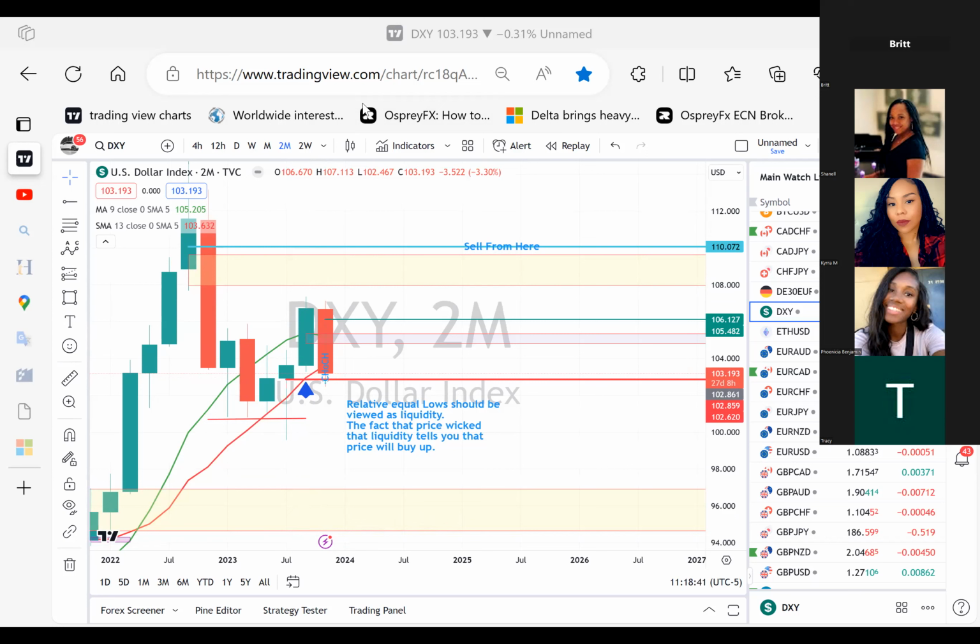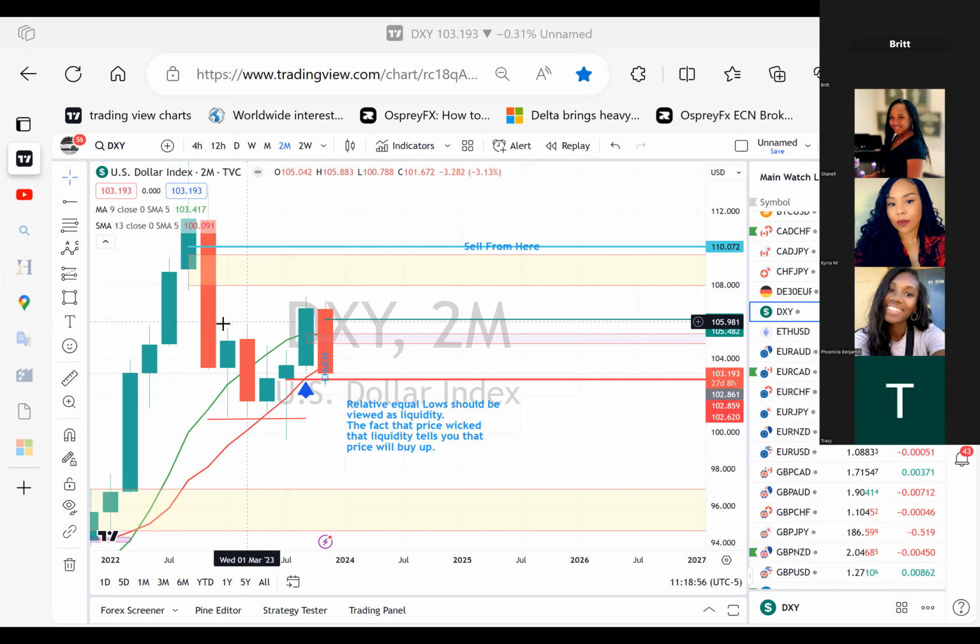Liquidity is just orders being filled. Did I have that right? So let's talk about liquidity. Liquidity could be stop losses. It could be, I mean, there are orders here. Yeah, it is orders being filled when the market hits it.